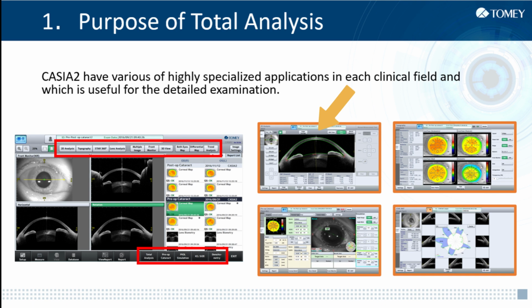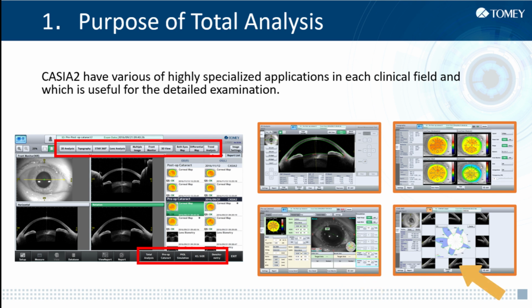Upper left is the screen of 2D analysis, and we can see the OCT image of the anterior segment and some values of that. Upper right is topography, with which we can perform detailed evaluation of the cornea using Fourier analysis or ectasia screening. Bottom left is the pre-op cataract application, and this is the toric IOL screen. By using this application, we can calculate the spherical power of the IOL. Also, we can simulate toric IOL surgery by referring to some axis information.